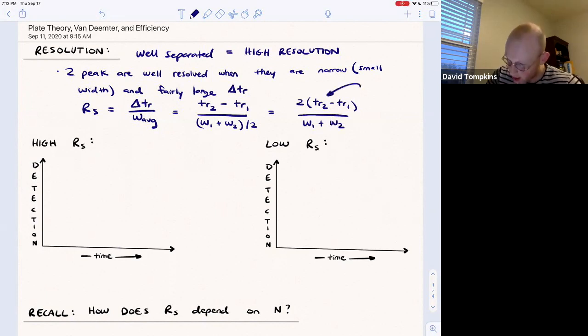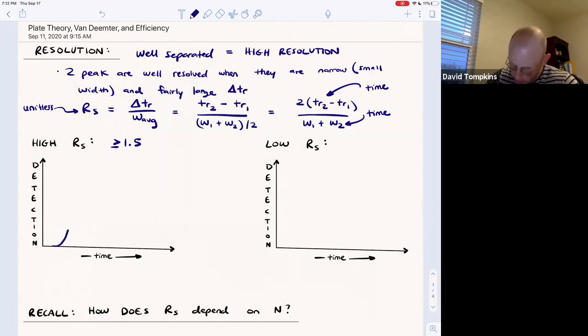Now, time will be in units of minutes or seconds, and the width of the base is also in units of minutes or seconds. So resolution is a unitless value. Let me sketch two plots here to visually describe what it means to have high versus low resolution. Generally, high resolution is classified as being greater than or equal to 1.5, or baseline resolution.